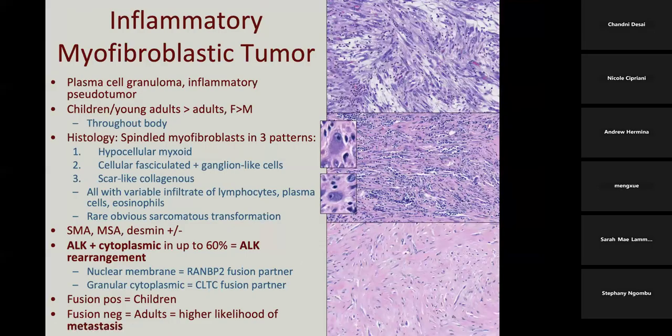Inflammatory myofibroblastic tumor is another one of those that, kind of like nodular fasciitis, if you don't think about it, you'll never diagnose it because it's not going to scream at you. But when you do think about it, you'll probably diagnose it at some point.